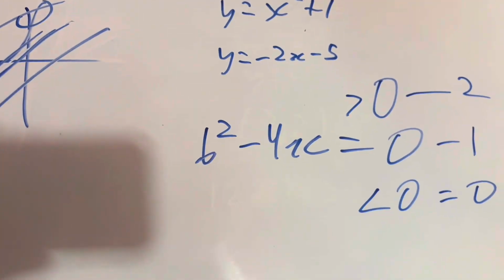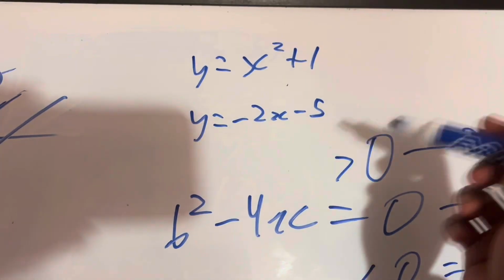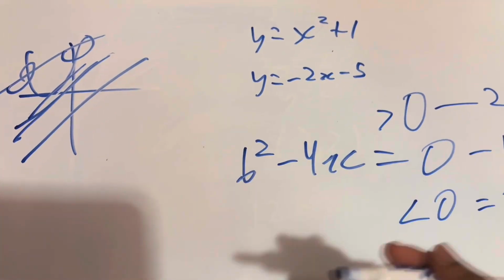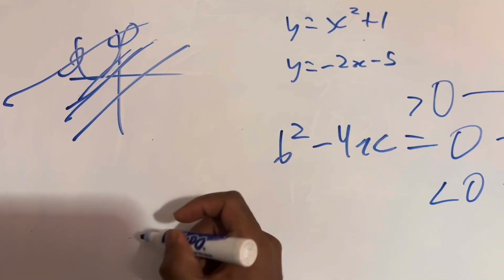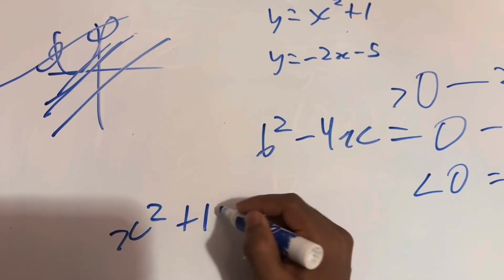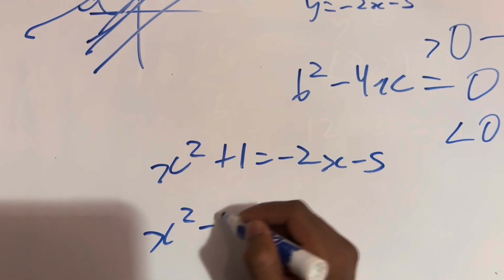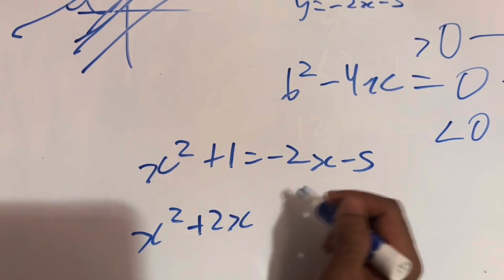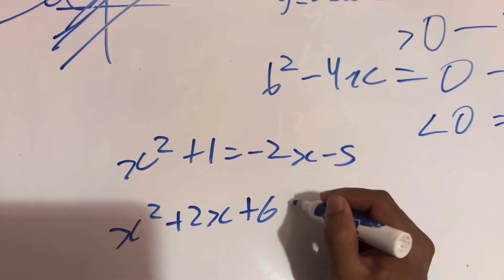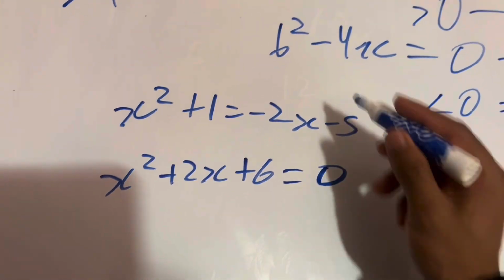So first things first, it has to be in quadratic form, and you have to substitute it, right? So let's first do some substitution. x squared plus 1 equals negative 2x minus 5. Bring everything over here: x squared plus 2x, and this is going to be positive, so plus 6 is equal to 0. Right, now let's plug these numbers in.